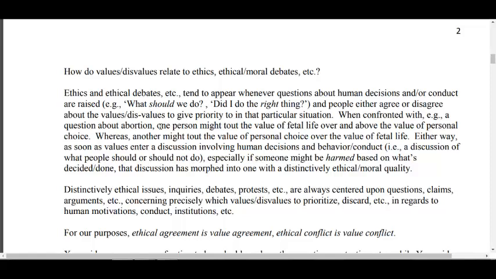And so when we're confronted with a question about abortion, one person might tout, and tout just means they might try to sell you on, they may try to persuade you, the idea that the value of the life of the fetus is so much more important than the value of personal choice. Whereas somebody else might place a super high value on the ability of people to choose what happens within and to their body, over the value that many attach to the life of the fetus or a newborn.